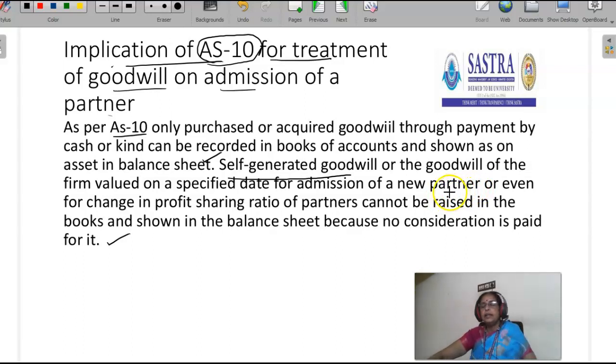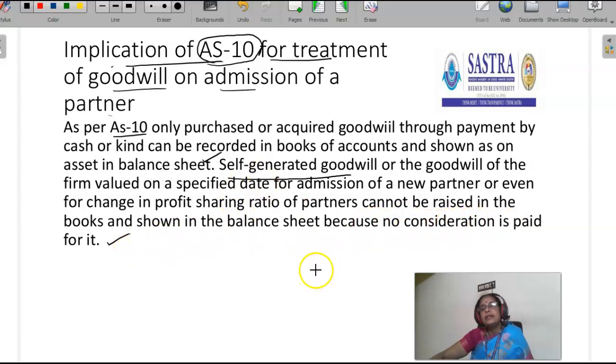Self-generated goodwill, or the goodwill of the firm valued on a specified date for admission of a new partner. For admitting the new partner, so many adjustments the firm has to make: new profit sharing ratio, then sacrificing ratio, and then revaluation of assets and liabilities. Sometimes capital can be adjusted. So if they value the goodwill, that value should not be raised, should not appear in the books unless the partner has paid for it. So it should not be shown in the balance sheet because no consideration is paid for it.